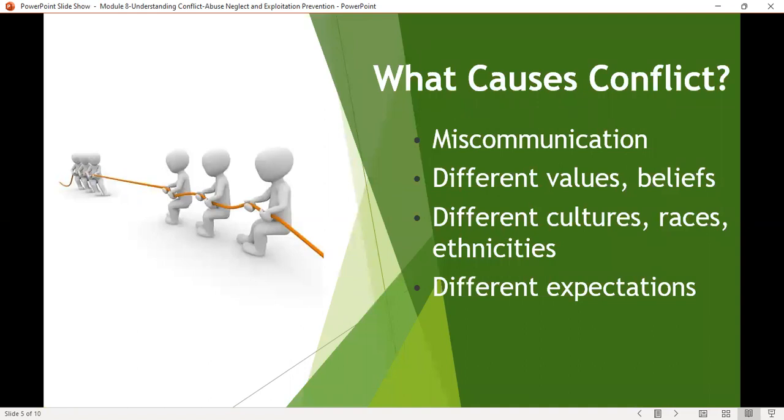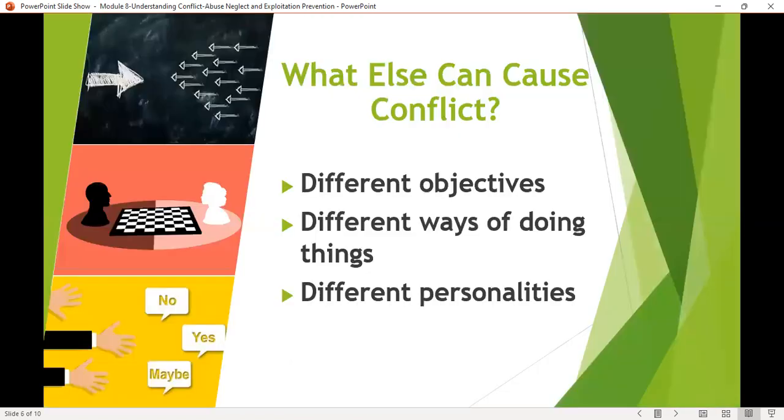What causes conflict? Miscommunication, different values and beliefs, different cultures, races, and ethnicities, different expectations. Other things that may cause conflict include different objectives, different ways of doing things, and different personalities.